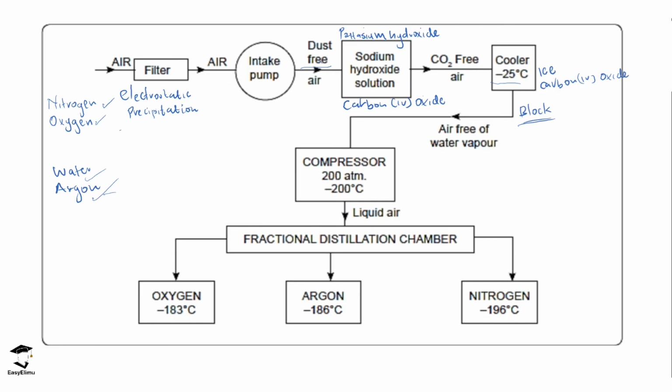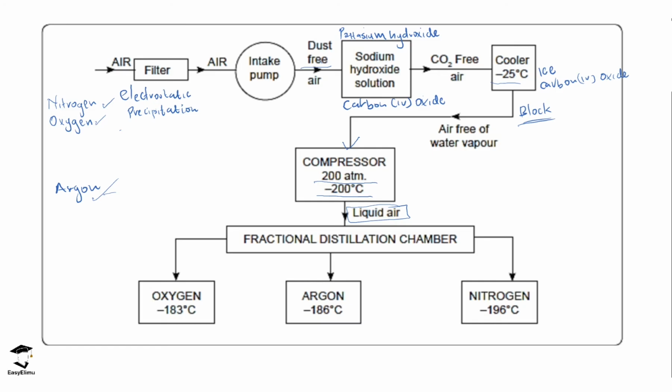So now when we look at the components that we are remaining with, we have also removed water because we have removed it by cooling. So we are left with nitrogen, oxygen, and argon. This is the remaining part of air that is taken to the compressor. And in the compressor, it's usually compressed at 200 atmospheres. And also it's cooled at -200 degrees Celsius. There is a continuous expansion and contraction that happens in this chamber that causes the remaining part of air to turn into a liquid.